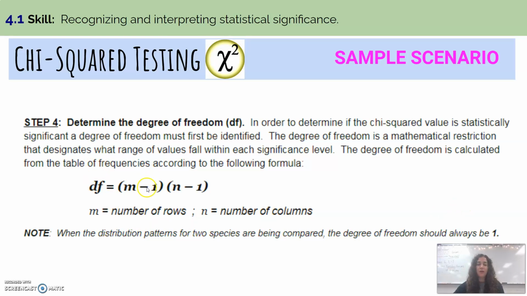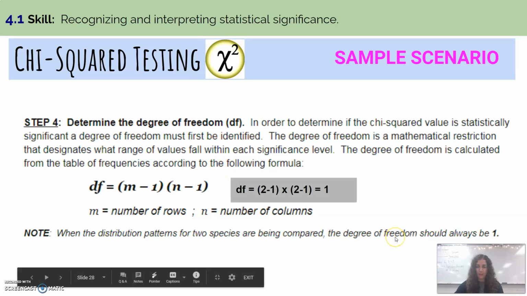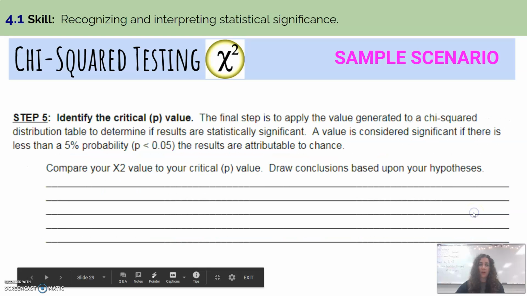So again, number of rows minus 1 times number of columns minus 1. So we had 2 rows, so 2 minus 1 times 2 columns minus 1. So that ends up being 1 times 1. So our degrees of freedom is going to be 1. And note that when the distribution patterns for 2 species are being compared, the degrees of freedom will pretty much always be 1 because we're just looking at 2 species and comparing them. So 1 degree of freedom there if you do the calculation.